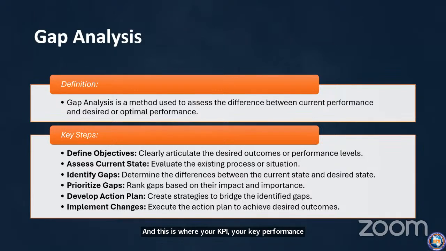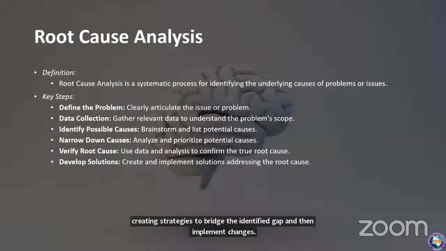All right. Then assessing current state, evaluating the existing process or situation, identifying gaps, that's determining the differences between the current state and desired state. Then prioritizing gaps, rank gaps based on their impact and importance. Then develop action plan, that's creating strategies to bridge the identified gaps, and then implement changes. Execute your plan to achieve your desired outcome.